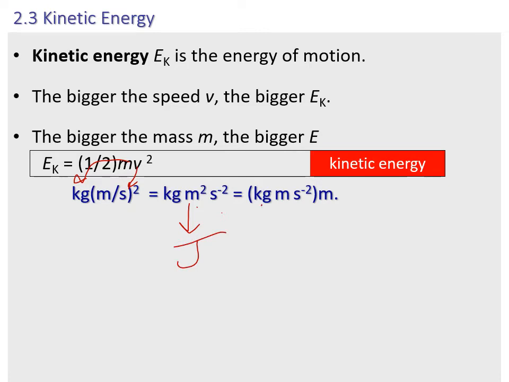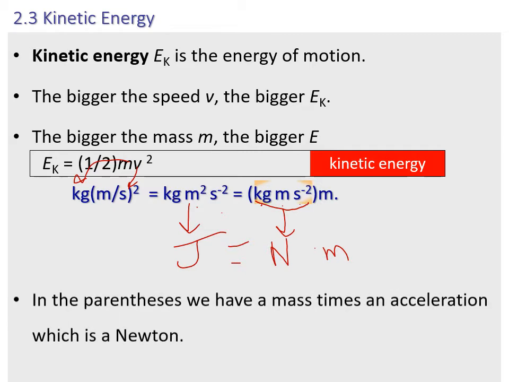Look at this. This is kilogram meter per second squared times a meter. This part right here happens to be the SI unit, the fundamental units, for a newton. So a joule equals a newton meter.